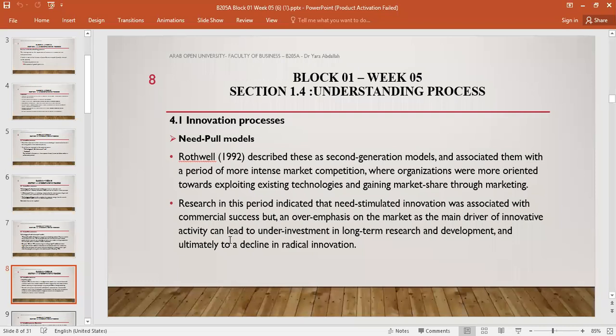And this is why Rothwell described the second generation models, which were associated with market competition, and they try to satisfy the needs of the customer. Why am I going to satisfy the need? Because I'd like to gain market share. I'd like to be more competitive. This is why I am concerned about need stimulation. I am concerned about commercial success before coming up with a technology. Sometimes it cannot be used. Sometimes it will be used.